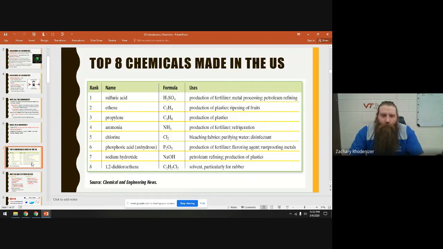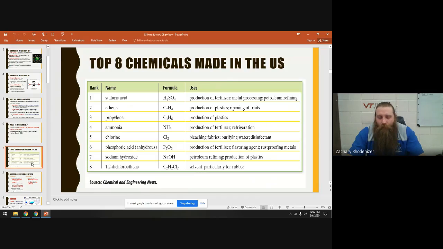Just for your information, all right, the number one chemical made every year in the U.S. We make billions upon billions of these chemicals, okay? Millions of tons. Sulfuric acid is the number one every year. You use it to refine petroleum. It's used to etch metals. It's used to make fertilizer. I mean, it's really important.